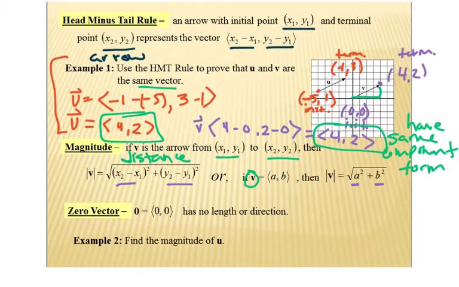So again, magnitude is a new use of the absolute value symbol, but it does not mean positive or make everything distance to 0.